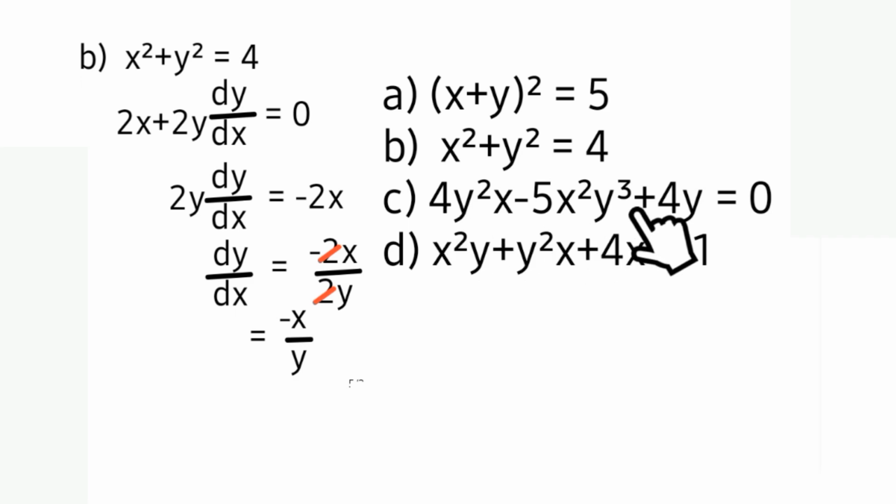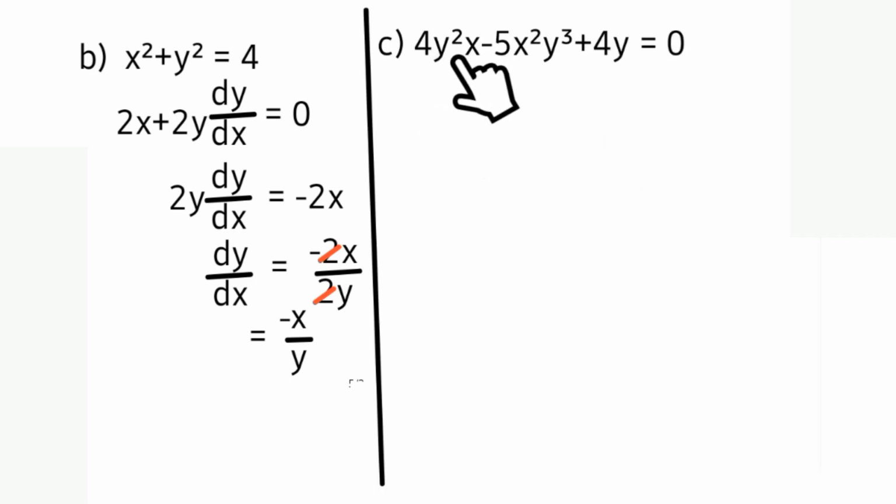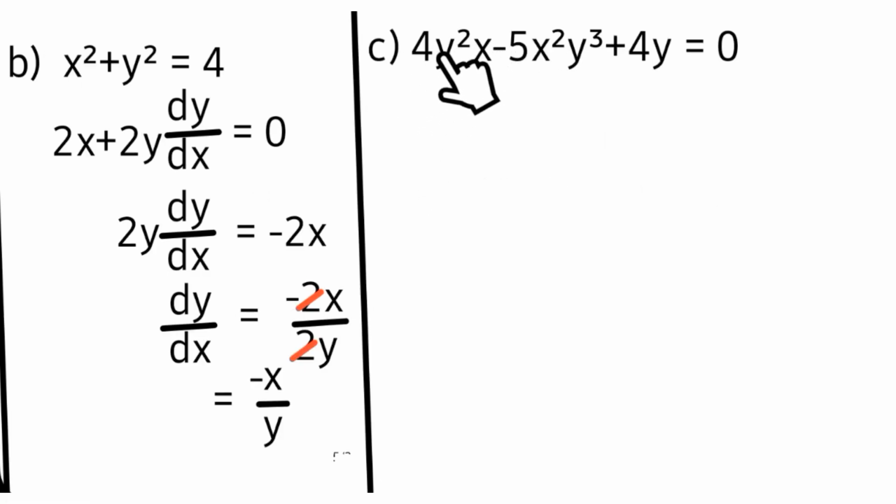Now let's answer the C part of the question. Let's differentiate y. 2 times 4yx. Now let's differentiate x. Differentiation of x here is 1. So 1 times all x.